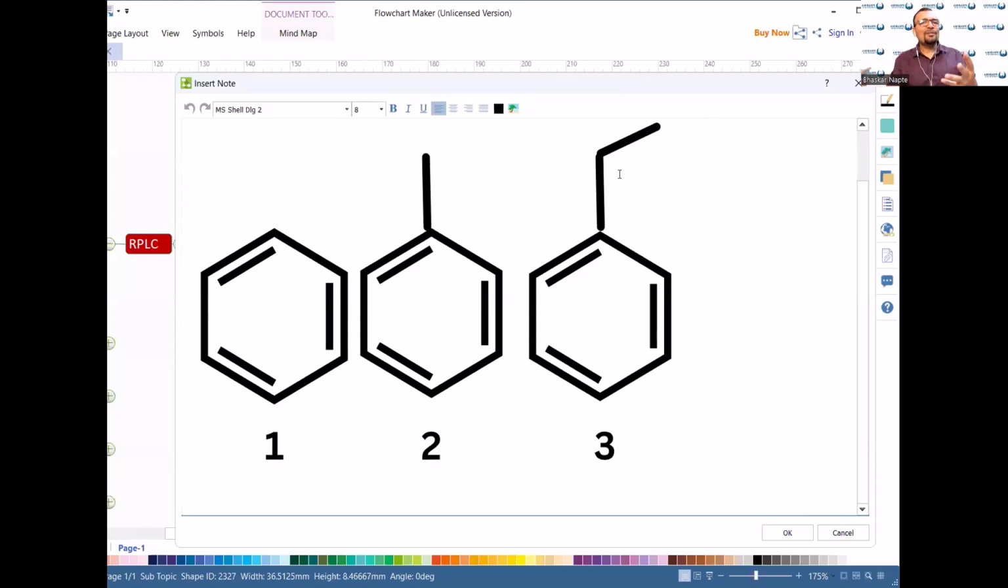And which compound is going to have the poorest retention time amongst these 3 compounds? What is that compound going to be? Is it 1 or 2? Please type in the comment box. Compound number 1 has the least amount of hydrocarbon chains, and because of that, the compound will have poor interactions and a poor retention time.